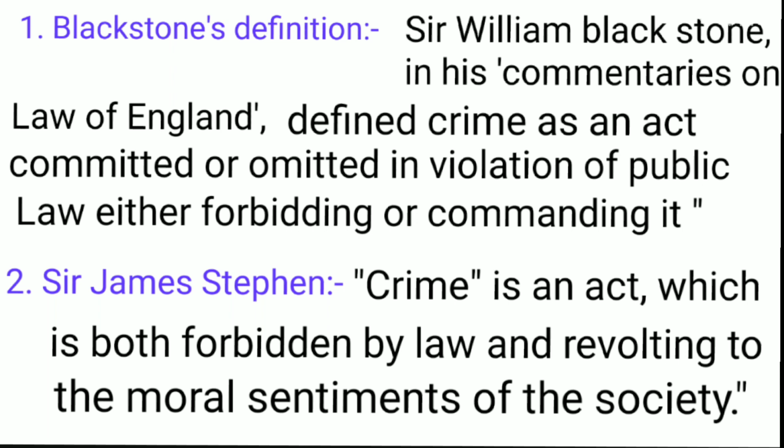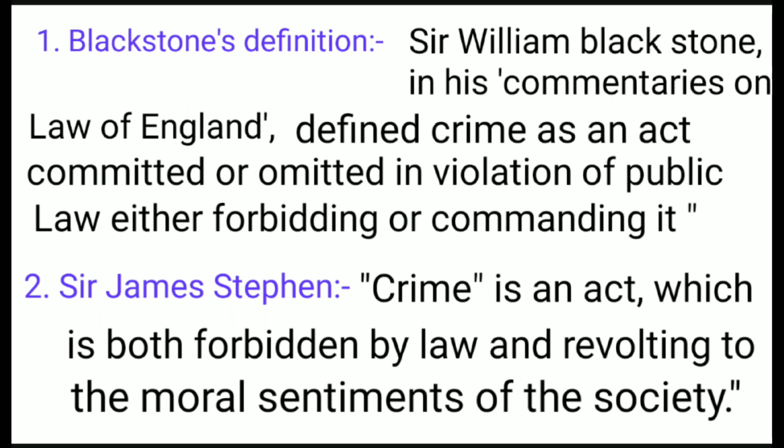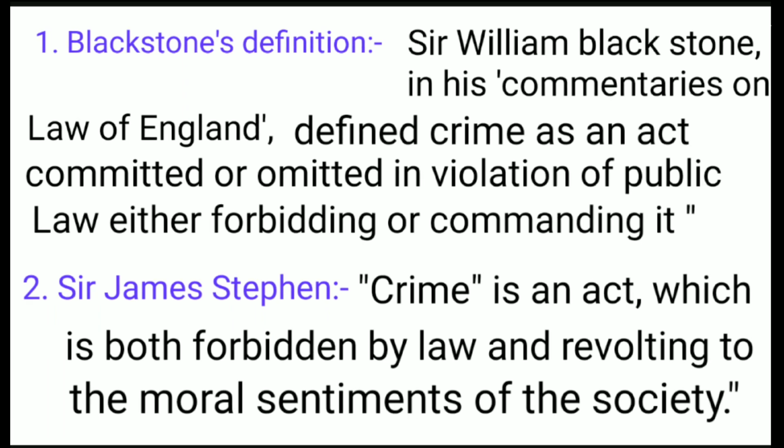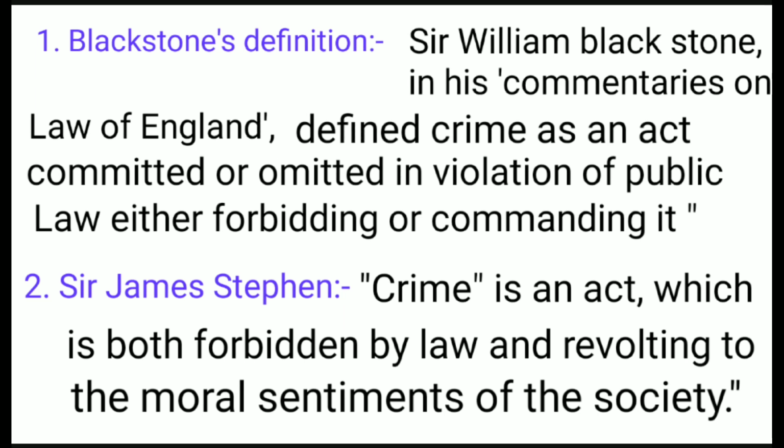So the very first definition is Blackstone's definition. Sir William Blackstone, in his Commentaries on the Laws of England, defined crime as an act committed or omitted in violation of public law, either forbidding or commanding it. Now, what does it mean by commission and omission of an act in violation of public law? An offense can take place in two ways, that is, by commission of an act which is forbidden by law. For instance, killing a person by administering poison into his food, or killing someone with any weapon.